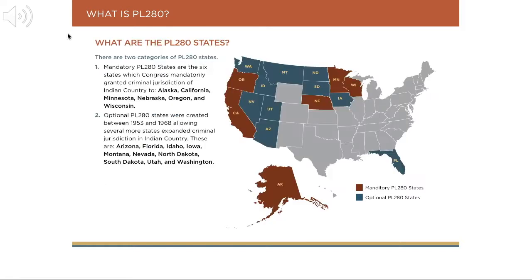There are 2 categories of PL280 states. The first are mandatory states, which Congress mandatorily granted criminal jurisdiction of Indian country to. Those are Alaska, California, Minnesota, Nebraska, Oregon, and Wisconsin. The second is optional PL280 states. Between 1953 and 1968, several more states also exercised expanded criminal jurisdiction in Indian country. The optional states are Arizona, Florida, Idaho, Iowa, Montana, Nevada, North Dakota, South Dakota, Utah, and Washington. You'll see those states indicated in this map.